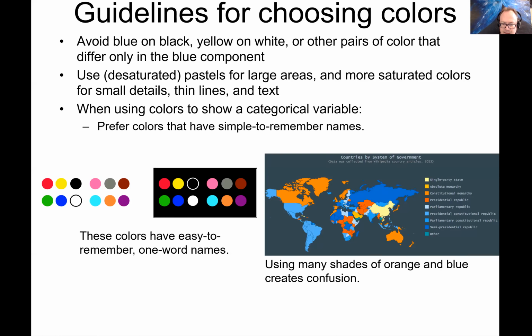On the right, this is an example I found this morning where the countries are colored according to the type of government. It looks like we've got 4 shades of blue and at least 2 shades of orange. This is going to make it more difficult for someone to remember which color is presidential, constitutional, republic. So you should avoid doing this for a categorical variable.